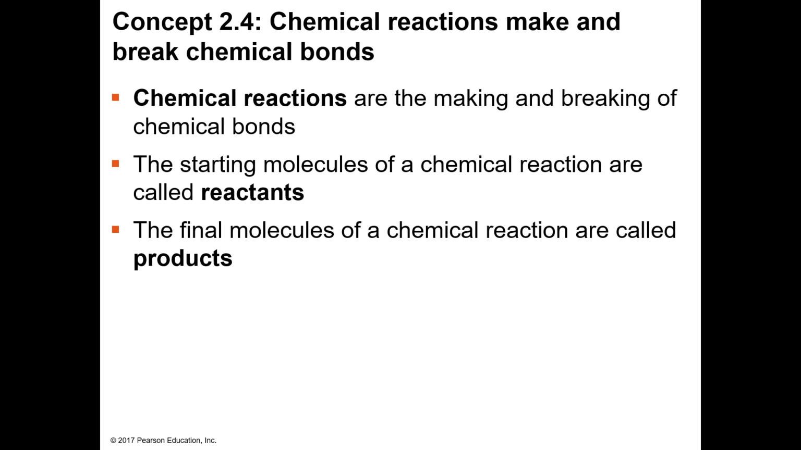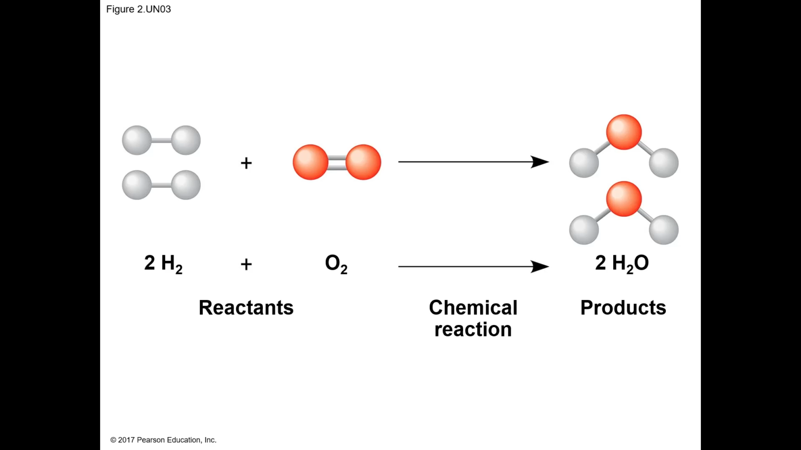Okay, chemical reactions make and break chemical bonds. Chemical reactions are the making and breaking of chemical bonds. The starting molecules of a chemical reaction are called reactants, and the final products of a chemical reaction are called products. So here on the left side you have hydrogen atoms reacting with oxygen to produce water molecules.